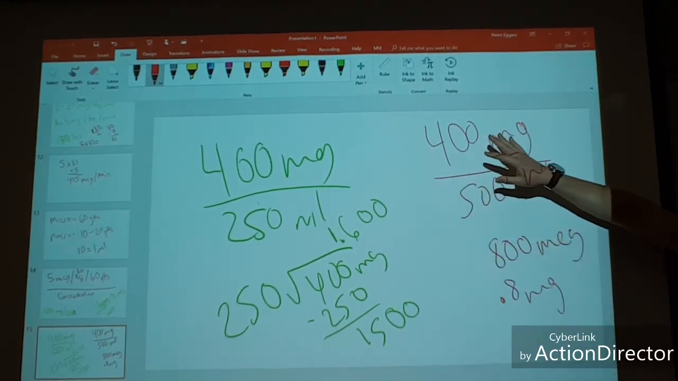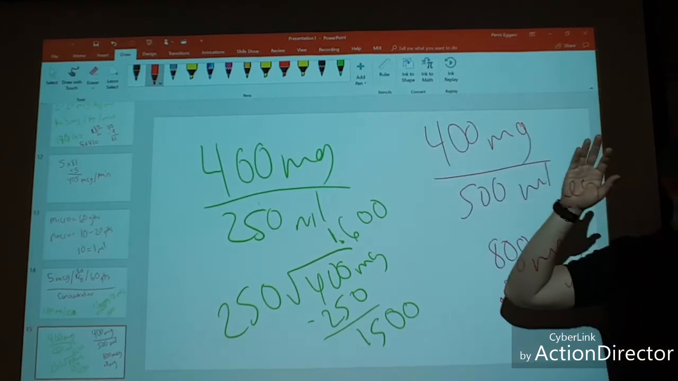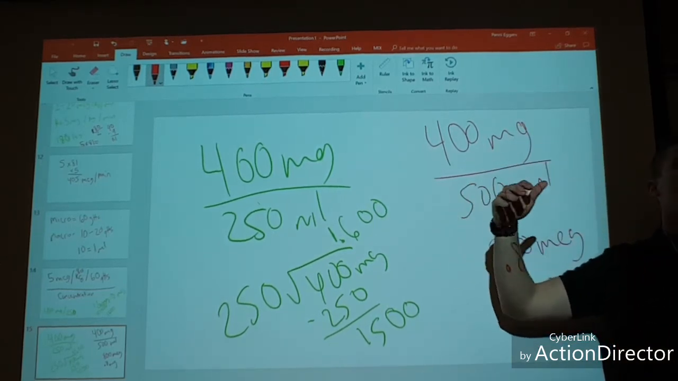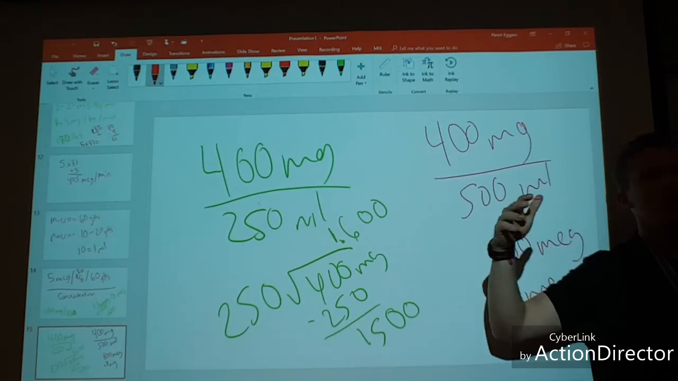So whenever you're mixing dopamine, or really this doesn't matter for dopamine, I just say dopamine because it's an easier drug for us to understand once you guys move on.